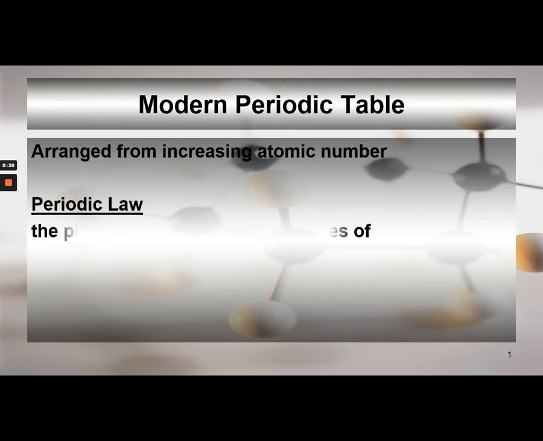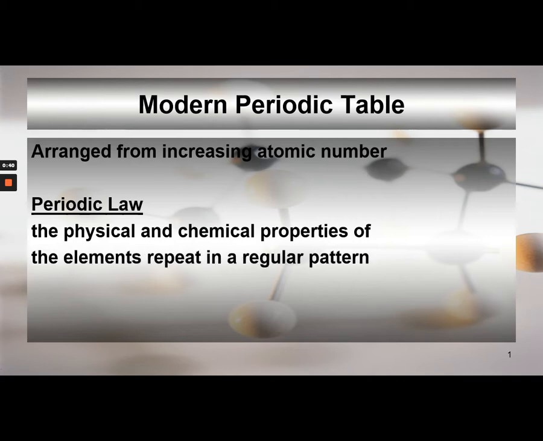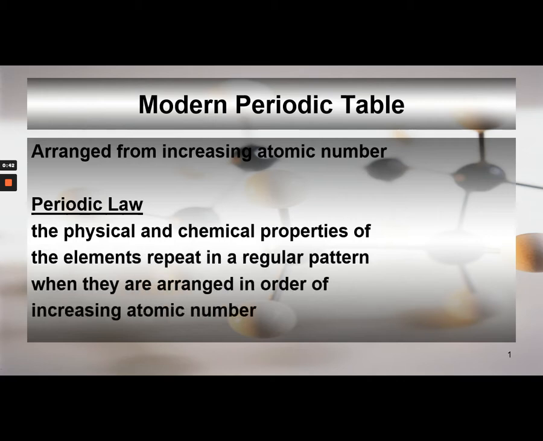The periodic law states that physical and chemical properties of the elements repeat in a regular pattern when they are arranged in order of increasing atomic number. So from Friday's lesson, when we look at how they're grouped, you should have seen that the metallic character goes from more metallic to less metallic across a period, and from less metallic to more metallic down a group. So the periodic law says that regular repeating patterns occur.